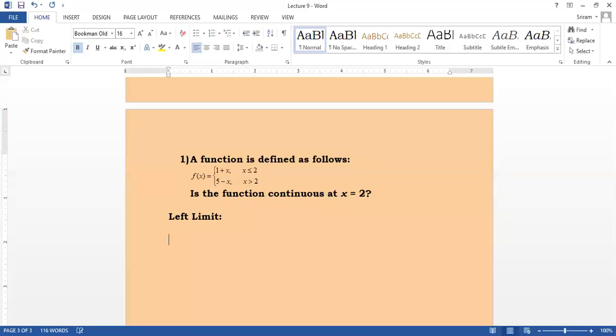What is the meaning of left limit? We say I am going to find f of 2 minus h. This is called the left limit. If I subtract from the limit value, then it is called the left limit. If I add, then it is called the right limit. So now I am going to find what is f of 2 minus h, so I am going to apply the limit value.